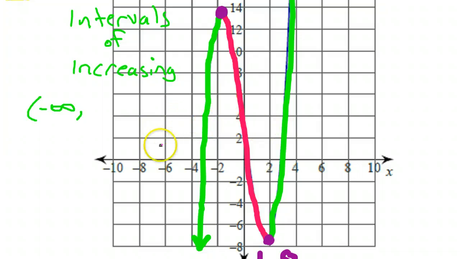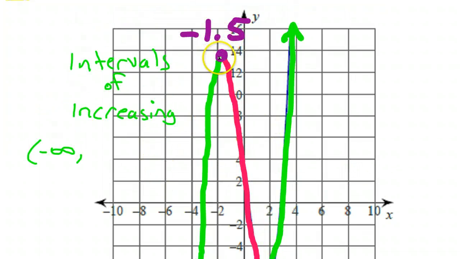So this first increasing branch is going from negative infinity to something. Now, how far to the right does it go? Well, it stops at this purple dot. And we decided that this was about -1.5. So negative infinity to -1.5. Now there's another increasing interval, so we're going to have to use the union symbol to join them up.